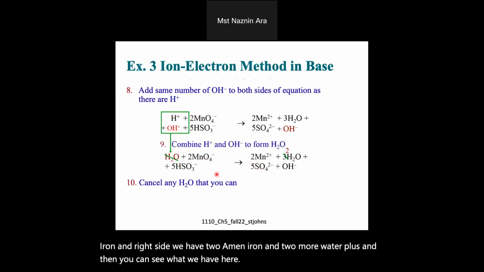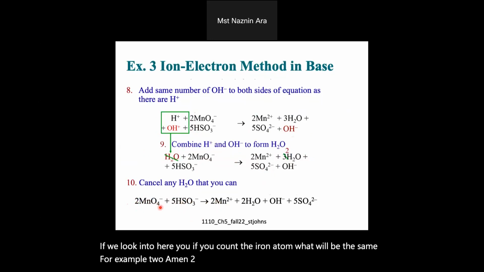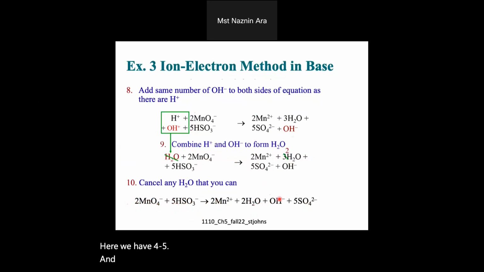We need to cancel out again, and finally we have this. Now if we count the atoms, both sides will be the same. For example, 2 Mn, 2 Mn. For oxygen, 4 plus 3, 7, and here we have 4, 5, and then 2 oxygen. Hydrogen, 5 hydrogen: 2 times 2 is 4, and 1 is 5. That means the reaction is totally balanced.